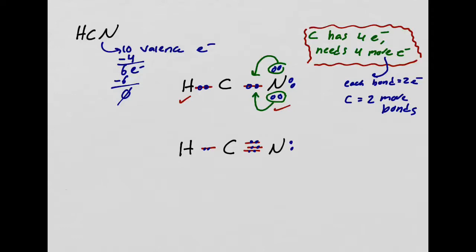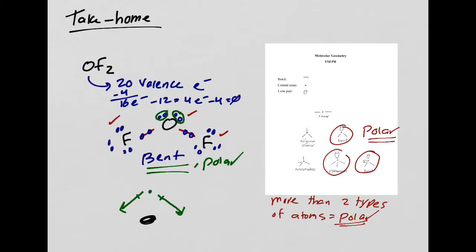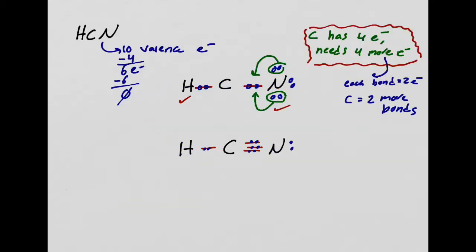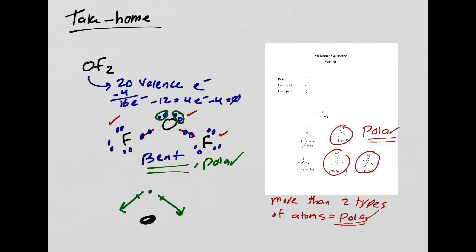Is carbon happy? Let's actually go over all of them. Hydrogen is happy, 1, 2. Nitrogen, 1, 2, 3, 4, 5, 6, 7, 8. Happy. Carbon, 1, 2, 3, 4, 5, 6, 7, 8. Yes, they're all happy. That was a big one. Okay, what is the geometry? Again, we said the double bond and triple bond don't make a huge difference on geometry, so the geometry would be linear. They don't change the shape. There's no lone pair on the center atom, so it is linear.